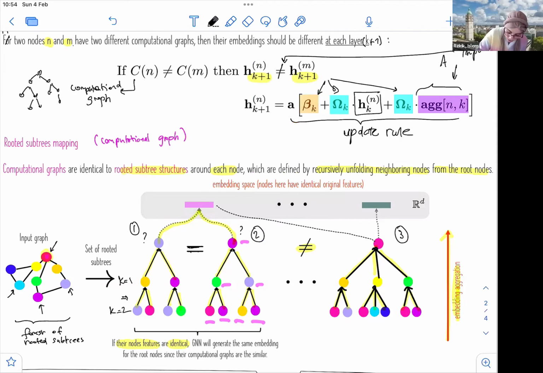If we did, it would mean the GNN is not expressive. That's not good, because we have completely different subtrees and we're mapping them onto the same thing. Different subtrees should be mapped to different embeddings, and this is what happens here. We have a different embedding for this computational graph at this particular node. So our node is distinguished from other nodes thanks to the injective function that we have used in our aggregation.